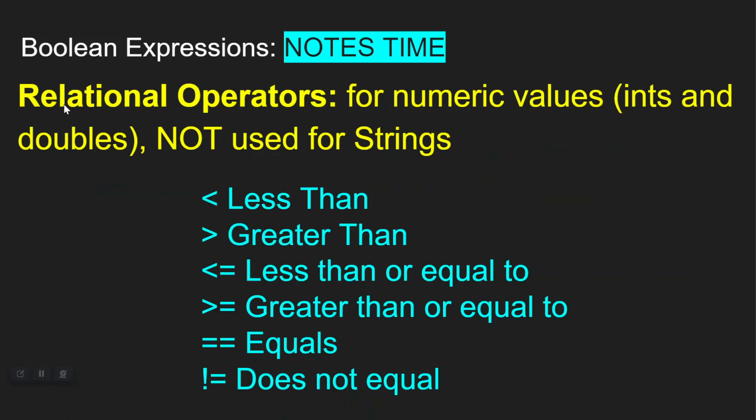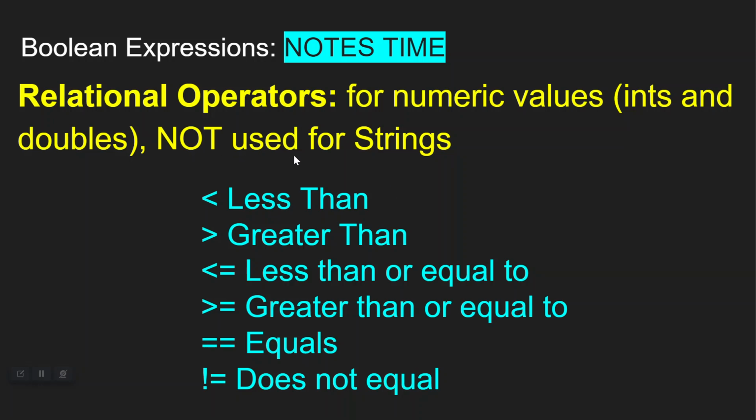So we can also create Boolean expressions using the relational operators. If we're using primitive data types, ints and doubles, we can see whether or not an int or a double is less than another int or double, whether or not something is greater than another value. We can test whether or not something is less than or equal to, whether or not something is greater than or equal to, and then again, equals is what we use when we're testing whether or not they have the same value. And then we can also use exclamation point equals, which means not equal to or does not equal.